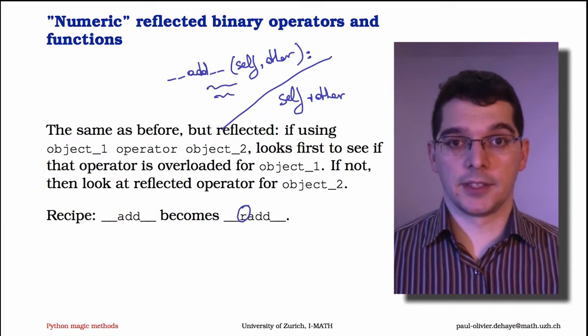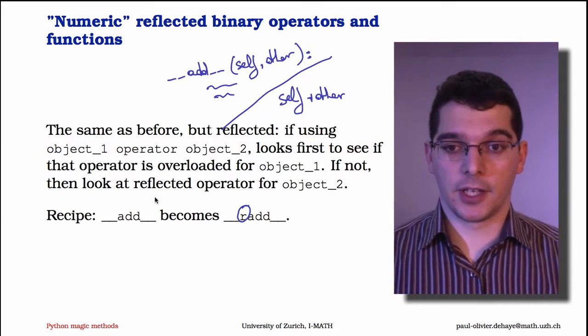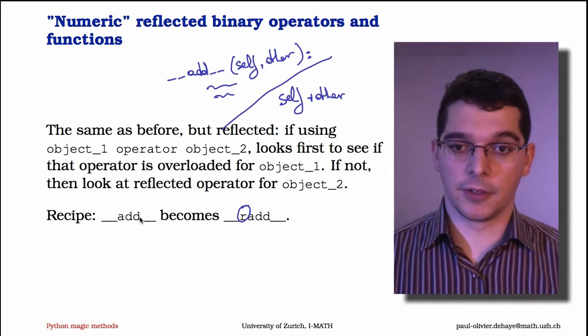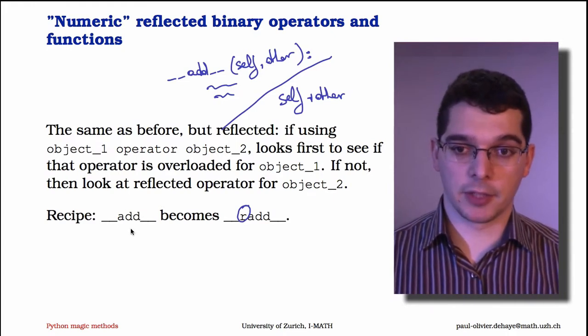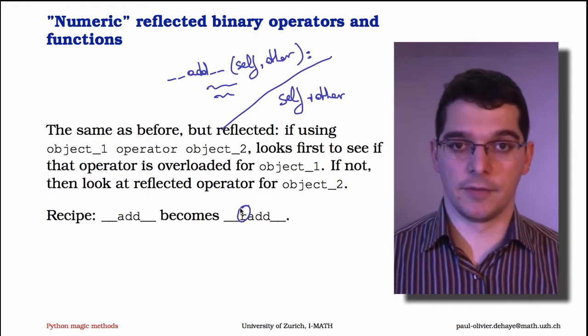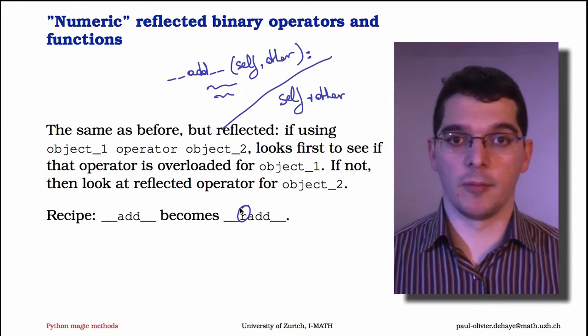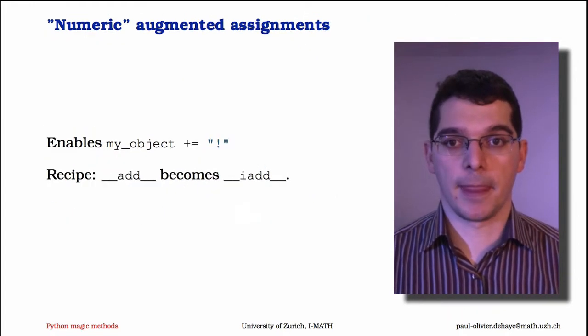All right, so these are reflected binary operators, and you can just take the binary magic method names and add R to have the relevant name. So you have __rmul__ also, for instance.